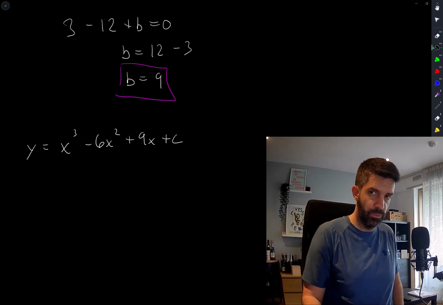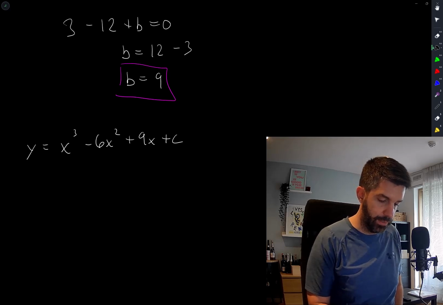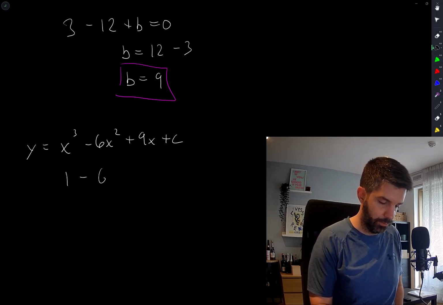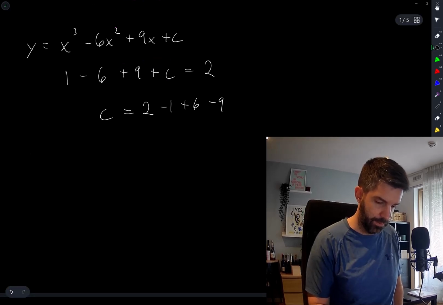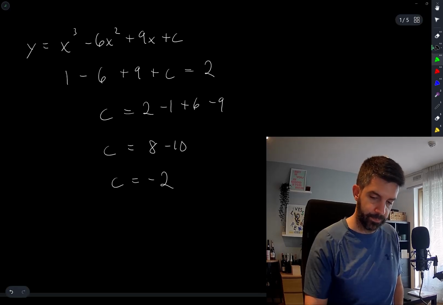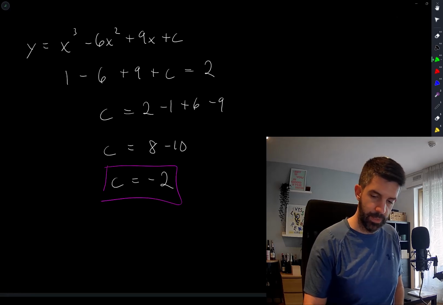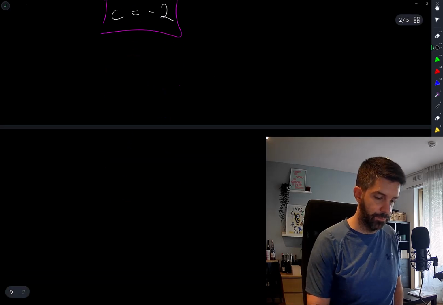And I'm given one of the points on this cubic. It's 1, 2. So when x is 1, this is equal to 2. 1 minus 6 plus 9 plus c is equal to 2. So c is equal to 2 minus 1 plus 6 minus 9. c is equal to 8 minus 10. c is equal to -2. Okay. And now I should be able to figure out what the value of d is.